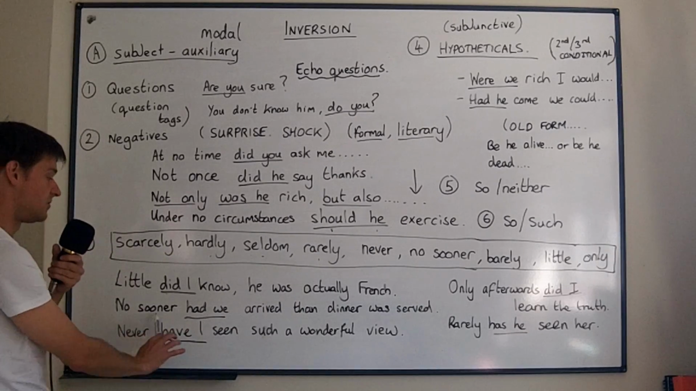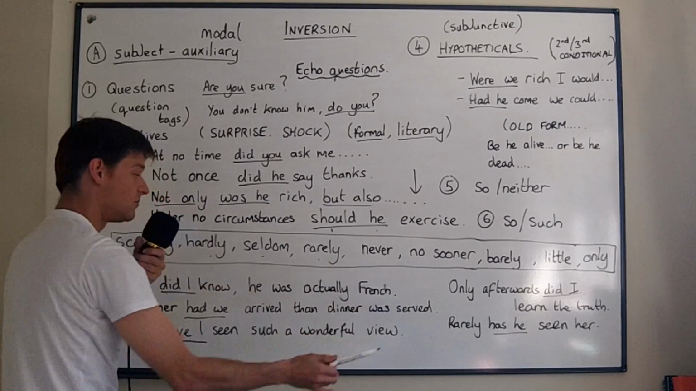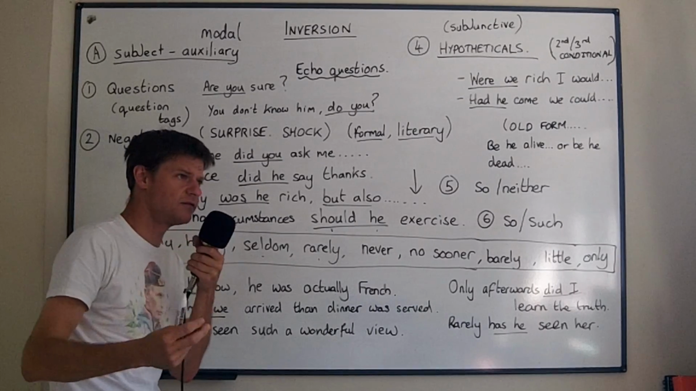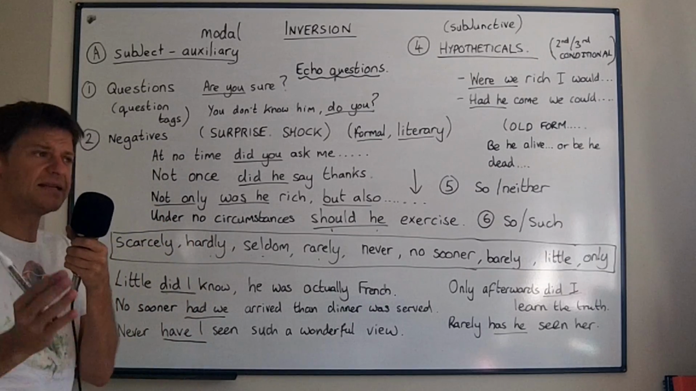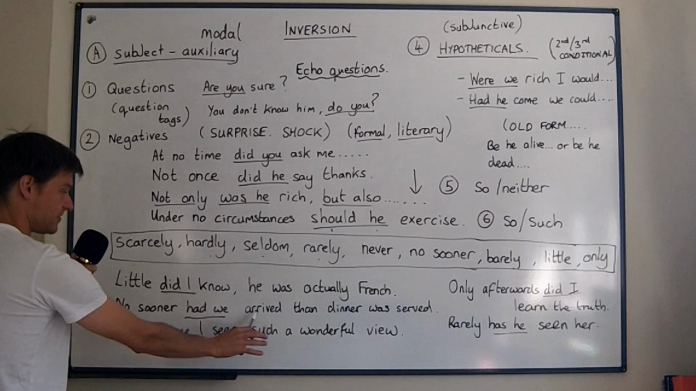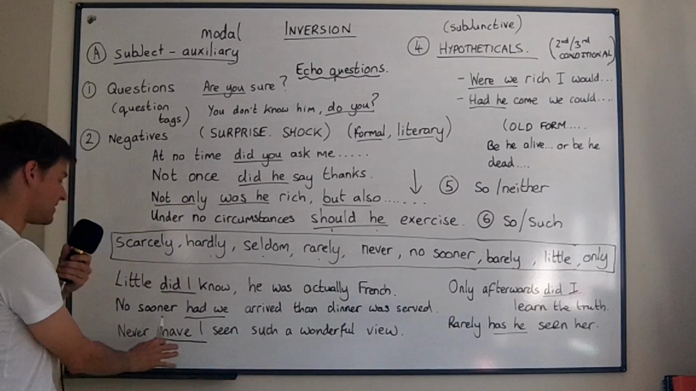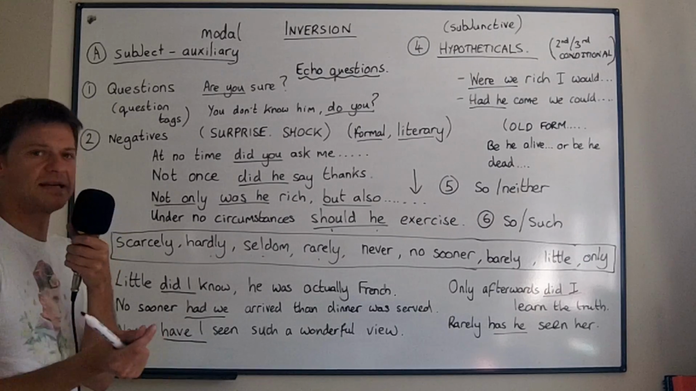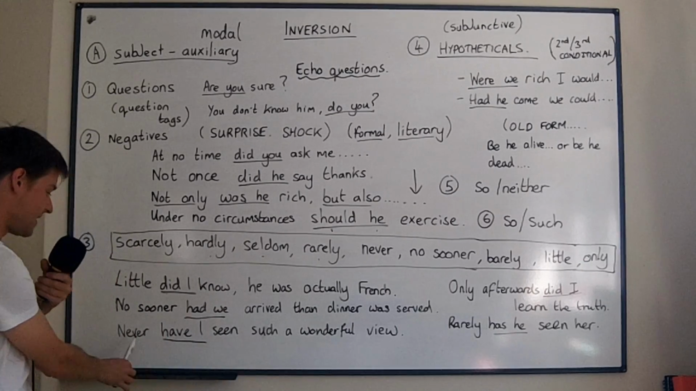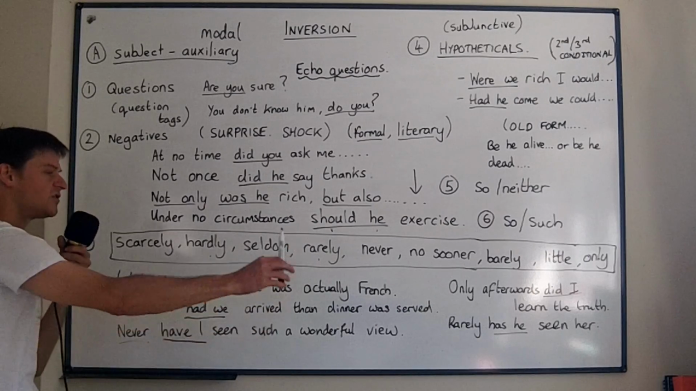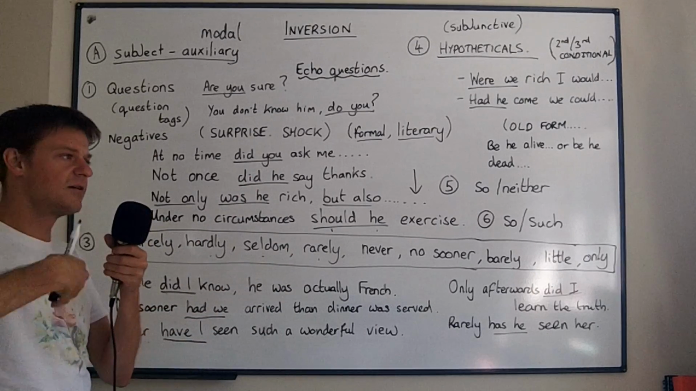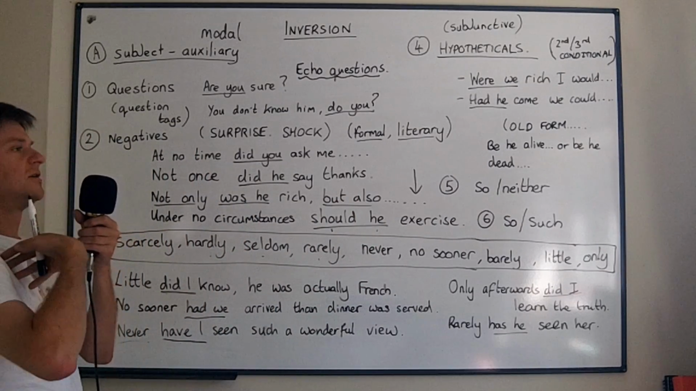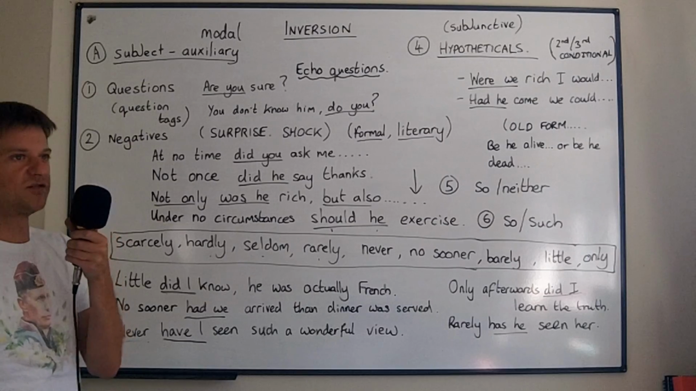No sooner had we arrived than dinner was served. Now this emphasizes that as soon as you arrived, they served dinner immediately after you arrived. So this happened first and then this happened second. But the no sooner and the inversion makes it really strong that it happened immediately after you arrived. Here we use never, and we say, never have I seen such a wonderful view. Sounds pretty formal, pretty literary, but you're expressing your shock at how wonderful this view is.